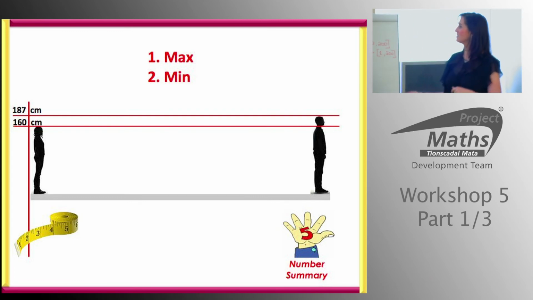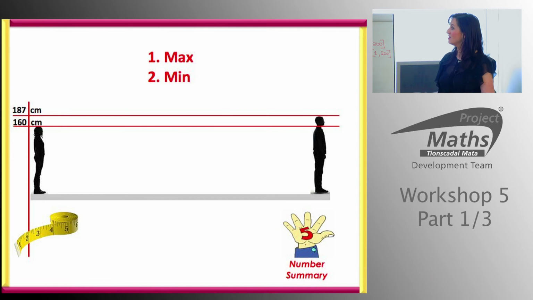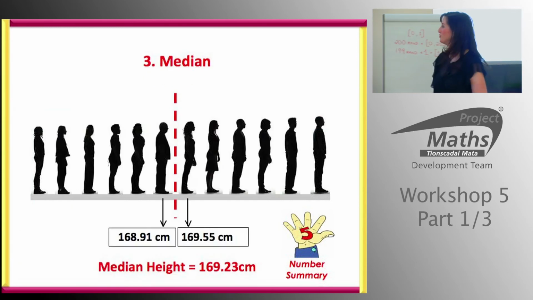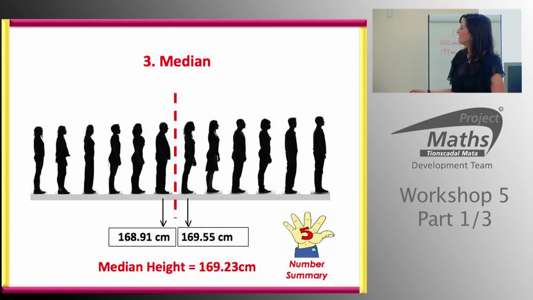Okay, so we're getting the max and the min here. So we'll measure these guys. So this chap is 187 and this lady is 160 centimetres. So there's my range. Then we have to get the median, so the middle data point. Okay, what happens though when I have an even number of people if I want to get the middle? Exactly, it's in the middle. I have to get an average of 2, exactly. So my median is here, it falls between 2 people, so we'll have to measure those 2 people and get the average of their heights for the median.